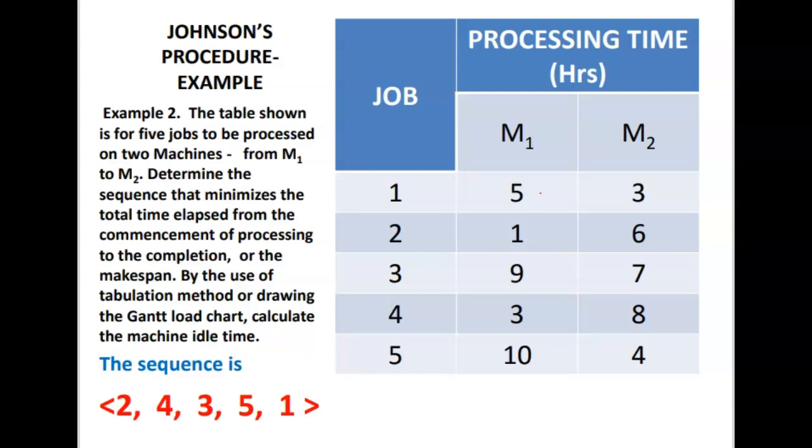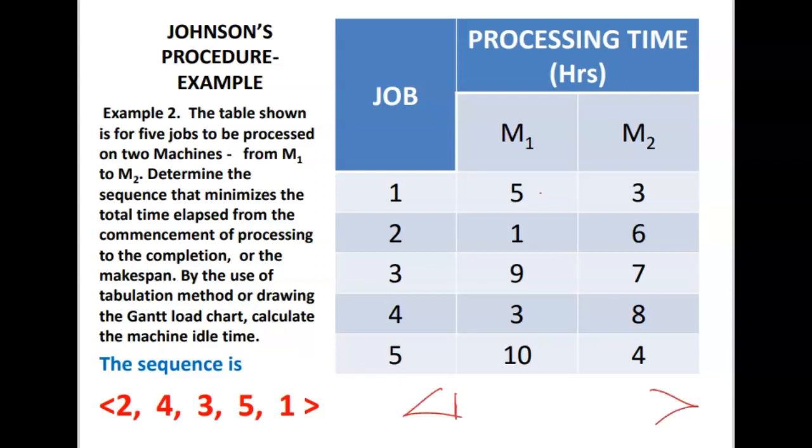Now, step 1 says, what do you have in step 1? Step 1 is telling us that we should determine the minimum processing time on either machine. Look at the minimum processing time. Okay, this is 1. 1 is the minimum processing time. Where do you have it? We have it on job 2. It's on machine 1, because the minimum processing time is on machine 1.